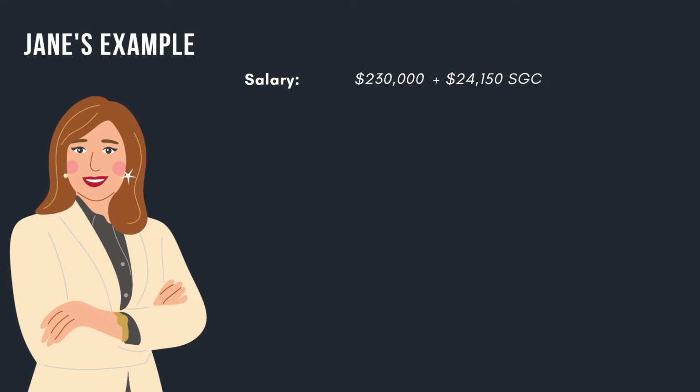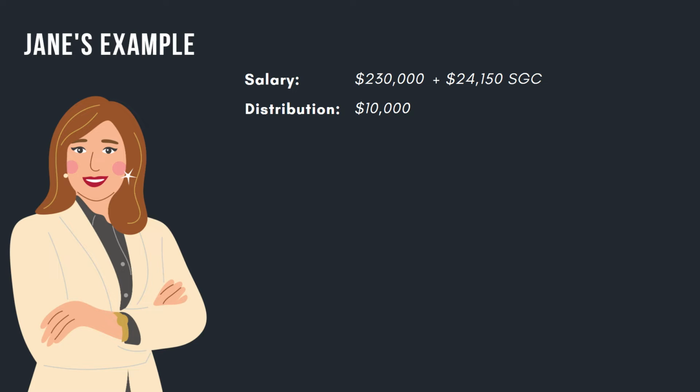So that probably sounds like a lot of gibberish at the moment, but to clear it all up and help explain it further, let's go through a couple of examples. Jane earns $230,000 and her employer SGC entitlement is $24,150. She also has a family trust which distributes her investment income of $10,000.